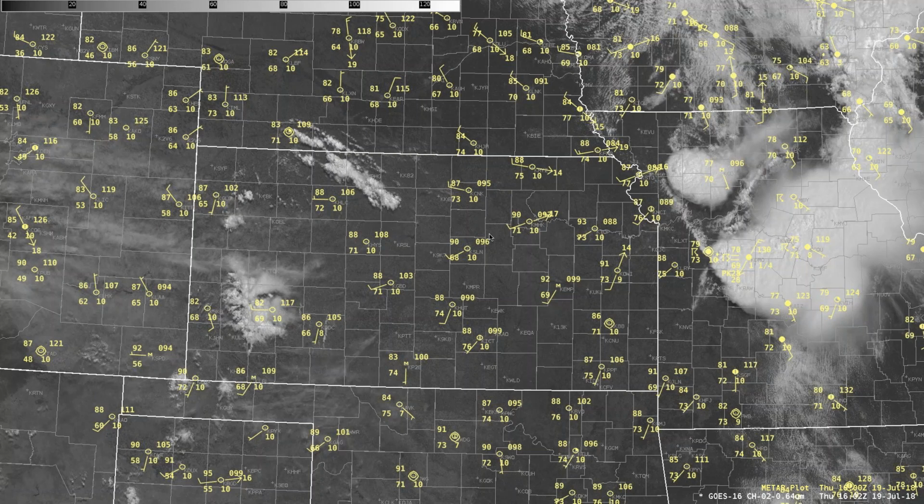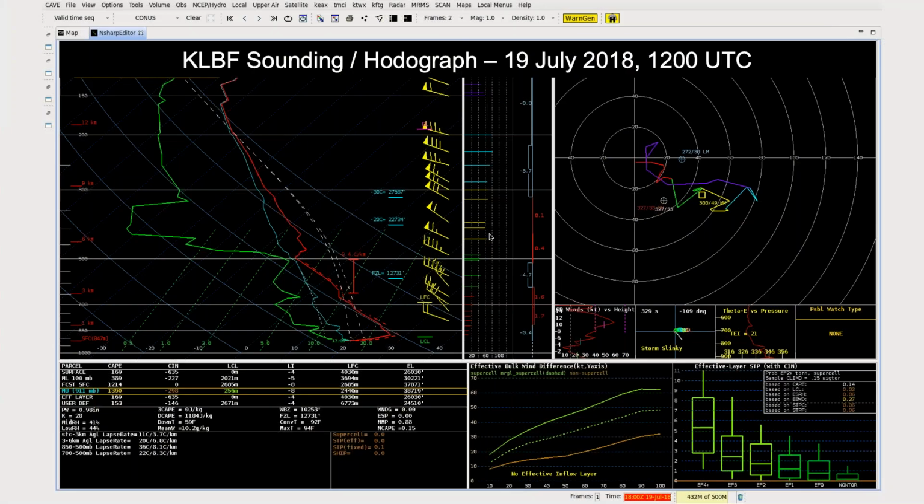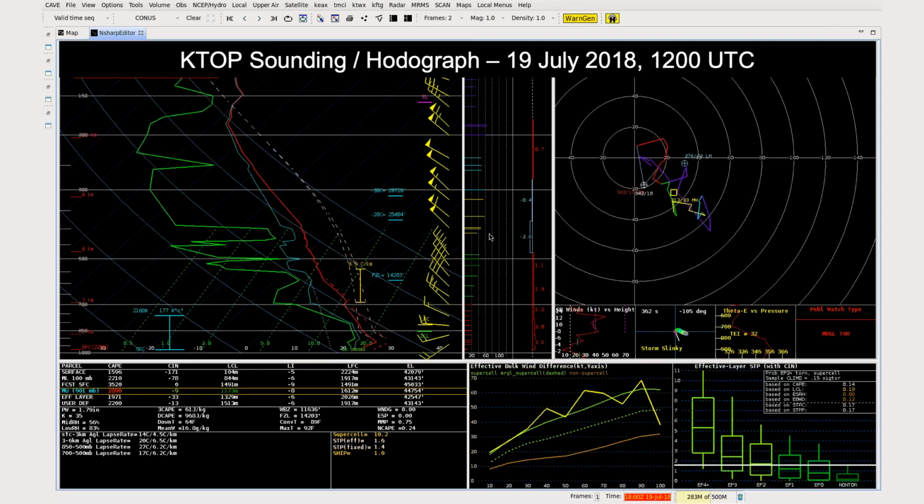So the 12Z sounding from North Platte depicts a very shallow near surface moisture layer that is trapped beneath a strong inversion. So this is the area just north of that boundary. And then that is surmounted by that deep elevated mixed layer with lapse rates greater than 8 degrees C per kilometer. Now contrast the North Platte sounding with the 12Z sounding in northeastern Kansas from Topeka.